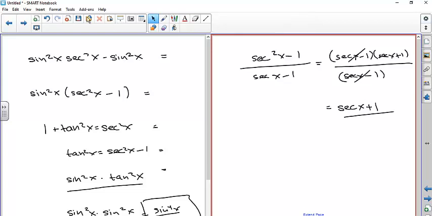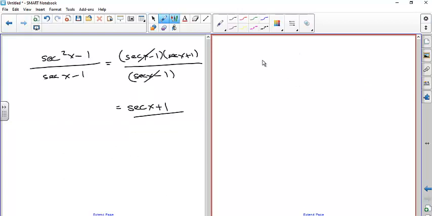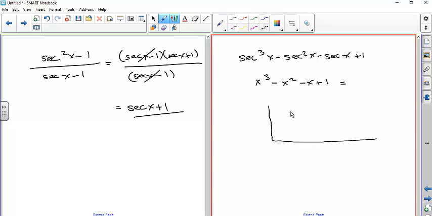Okay, let's do another one here. Let's say you have secant cubed x minus secant squared x minus secant x plus 1. That's a little difficult, but what you have to do is think of it as x cubed minus x squared minus x plus 1. So how would we factor that? Well, we probably use synthetic division. So you'd have 1, minus 1, minus 1, 1. And let's say x equals 1. Let's try that.